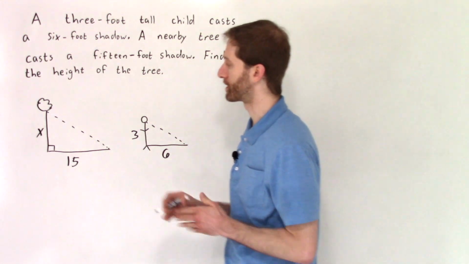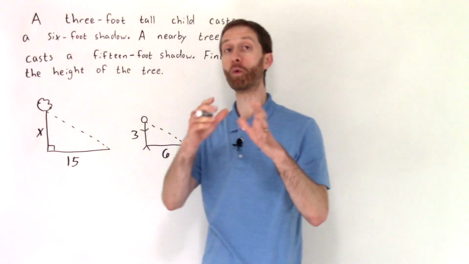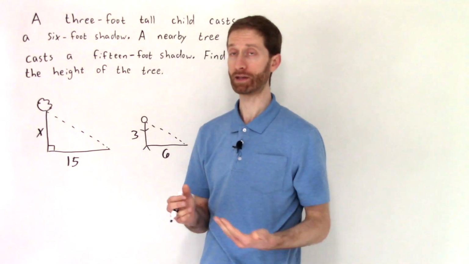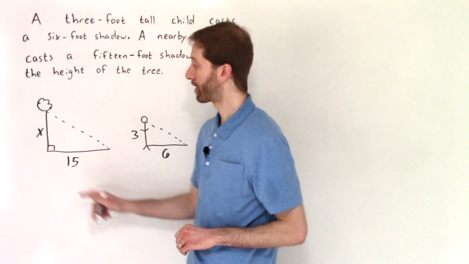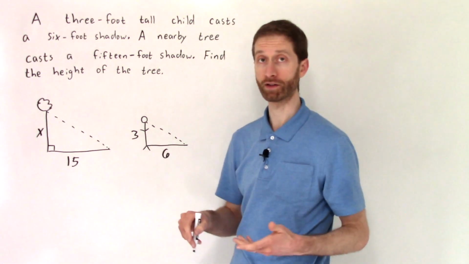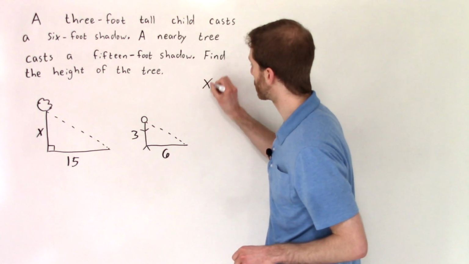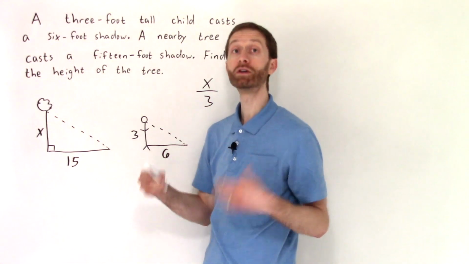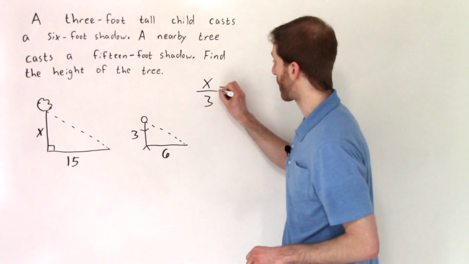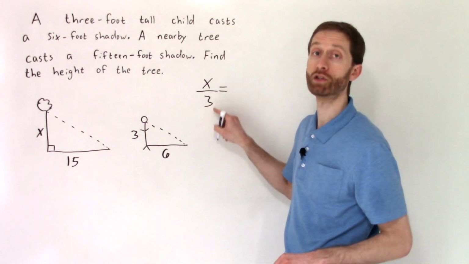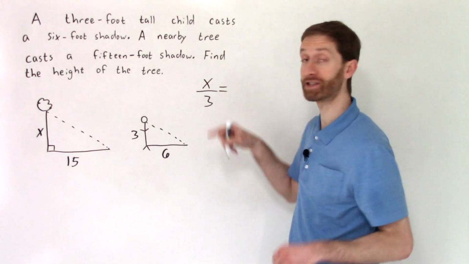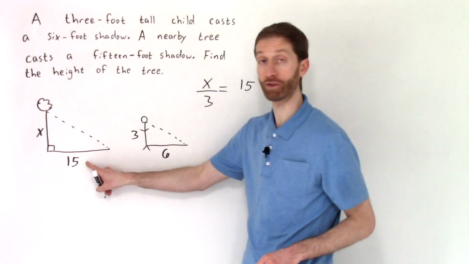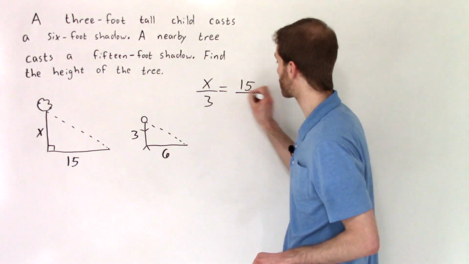So what we do is, like in the previously reviewed word problems in other videos, we want to make sure that we match up the corresponding pieces. The corresponding parts here are the height of the tree and the height of the child. So that would be comparing X to 3. Then we want to compare the length of the shadow. We're going to start with the length of the shadow of the tree, because we went tree to child, so we're going to stay with that and be consistent. So we'll go tree to child. 15 is the shadow of the tree, and then the shadow of the child is 6.